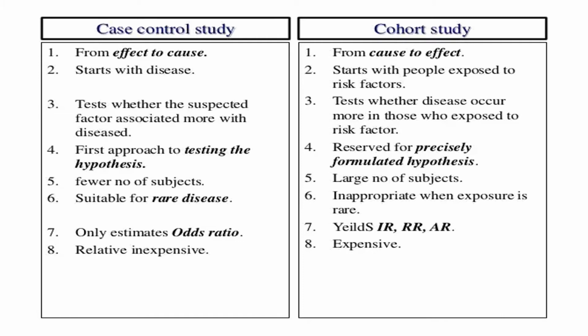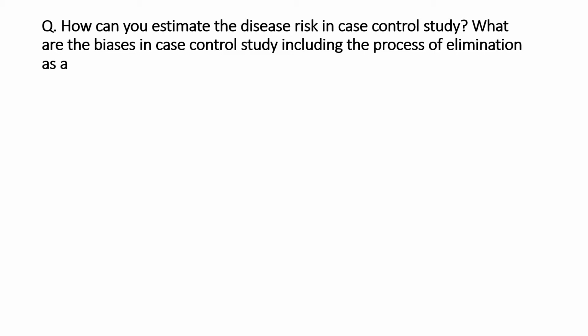Case control has a fewer number of subjects and cohort has a large number of subjects. Case control is more suited for rare disease and cohort study is inappropriate when the exposure is rare. In case control, the risk estimation is with odds ratio and cohort is with relative risk and attributable risk. Case control is obviously inexpensive in nature usually, and cohort study is generally expensive.